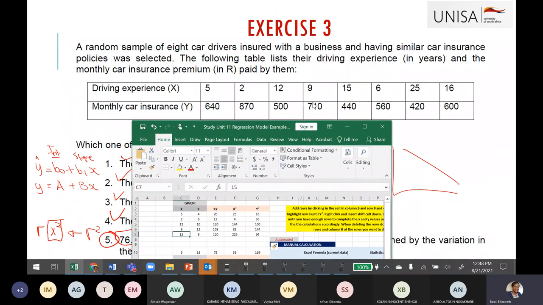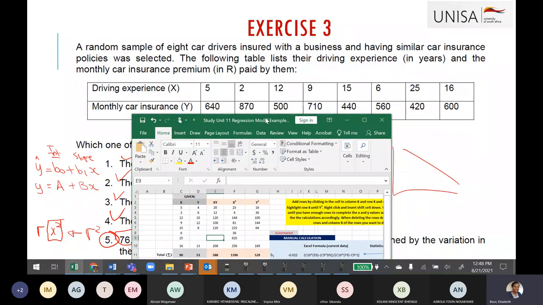So I'm on 15. I go enter and then I can put 25. Enter. 6. I need 6. 6. Enter. 25, enter, and then the last one is 16. So I've entered all the values. And when you do enter your values, you will see that the total will adjust as well. And all the other calculations will happen.